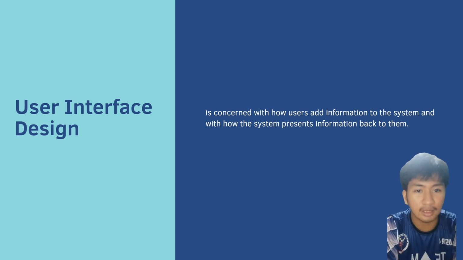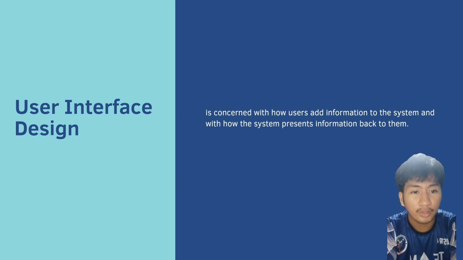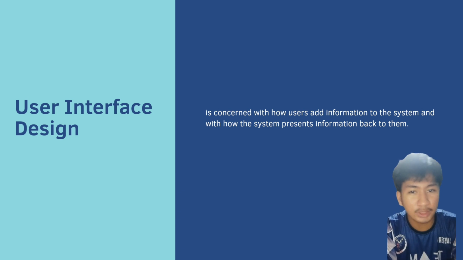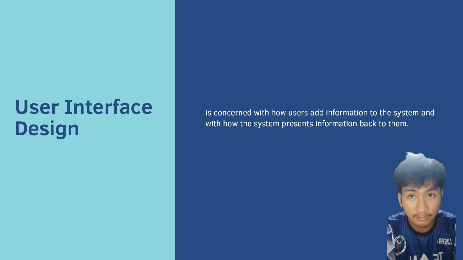For the user interface design, it is concerned with how users add information to the system, and with how the system presents information back to them. So for example, when you search on Google, the system will present information back to you. Here it shows how the system is user-friendly and easy to navigate, which can greatly enhance our overall usability.